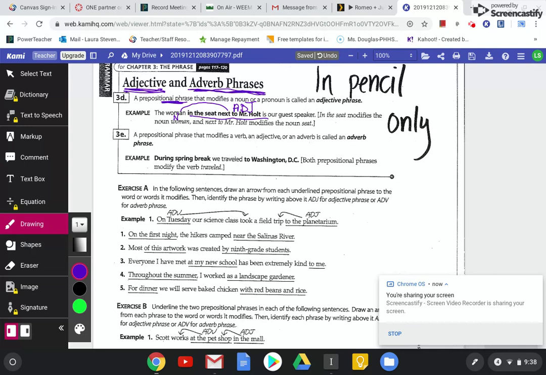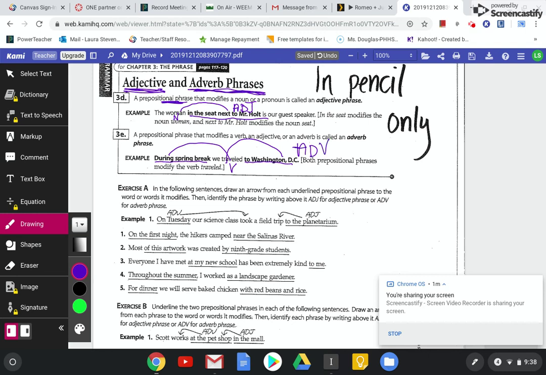Let's see. So, in this one, the adverb phrase, during spring break. And this shows time, this shows where, this shows why, in what condition. So these right here, what happened during spring break? They traveled to Washington, D.C. What did they do? They traveled. Travel is a verb, so these are both adverb phrases.